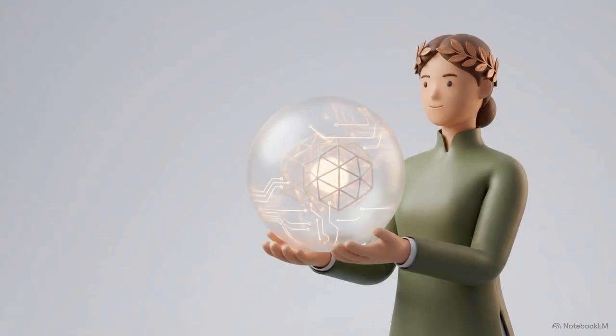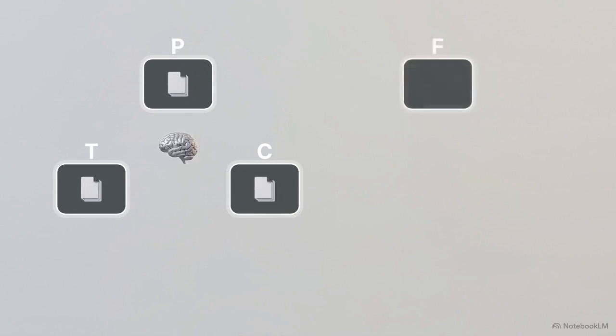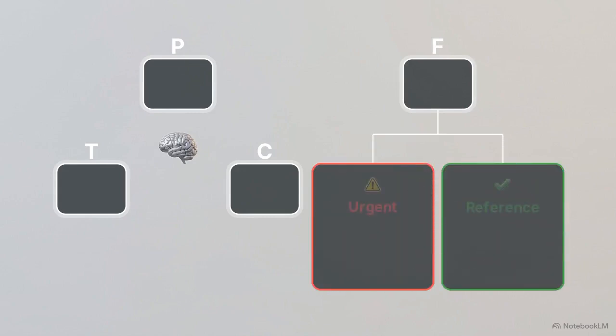Step 3 adds the brain to the operation. We insert an AI node to evaluate the urgency of the freshly gathered emails. This animation shows the PTCF framework. Assigning a persona, task, and context trains the AI to prioritize critical notices. F stands for format, outputting a strict list divided into 2 main categories: red for immediate action and green for reference only.